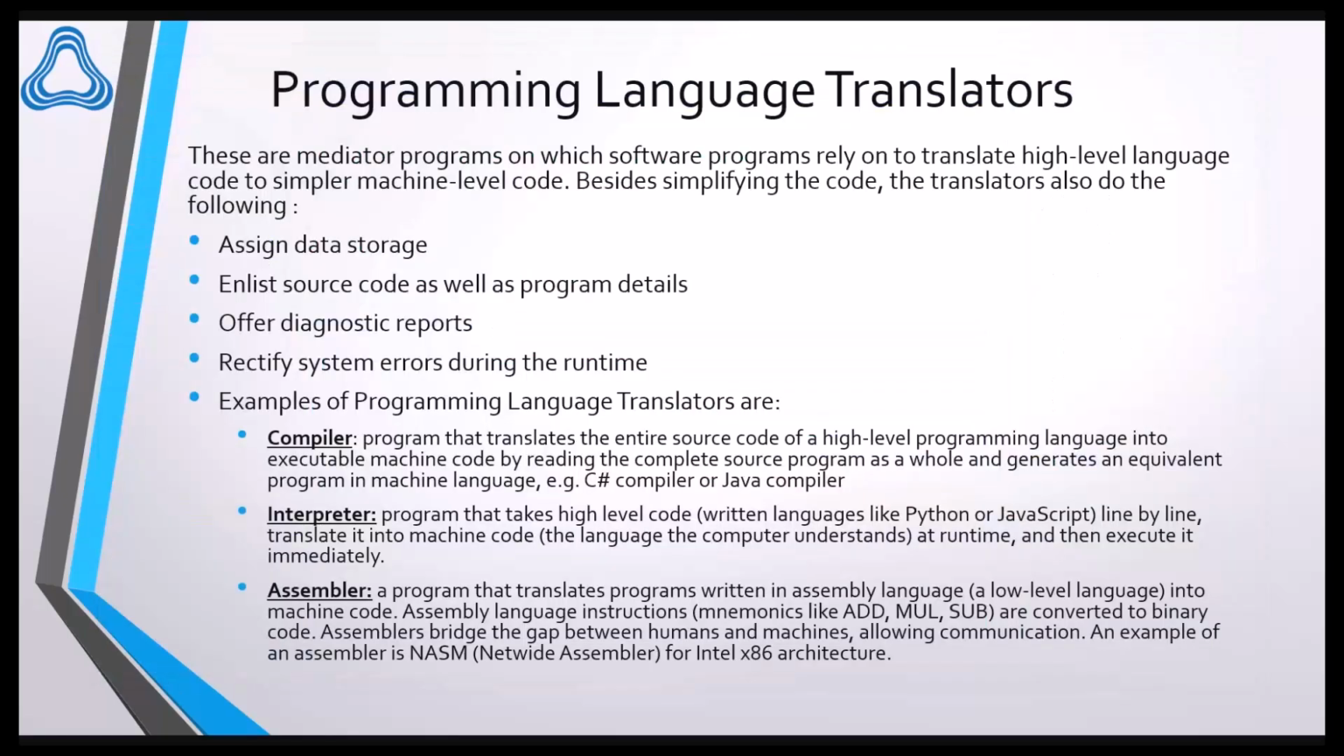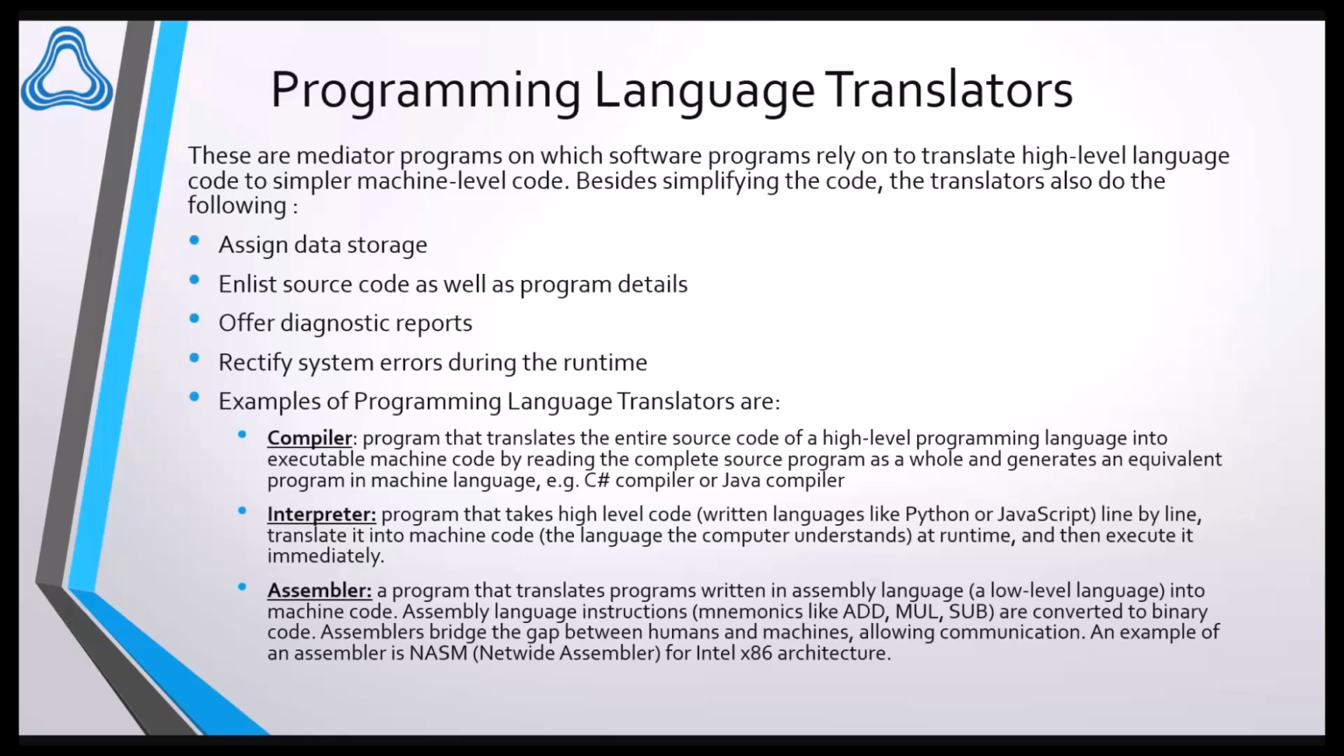We move on to the interpreter. The interpreter is a program that takes high-level code, that is code written in languages like Python or JavaScript, line by line, and translates it into machine code. Machine code is the language that your computer understands at runtime. Now, what exactly is runtime? Runtime is when your computer is executing that particular script. Then we execute that immediately.